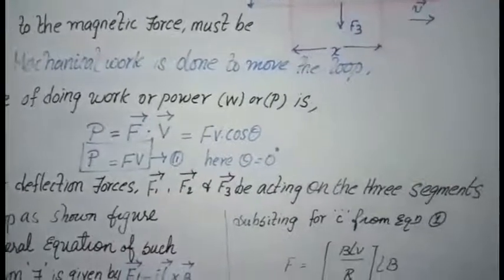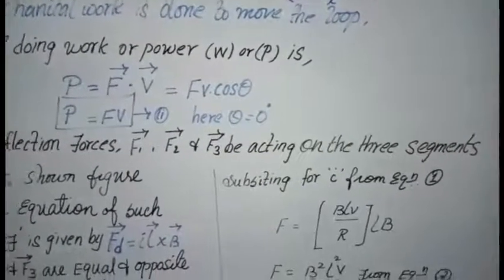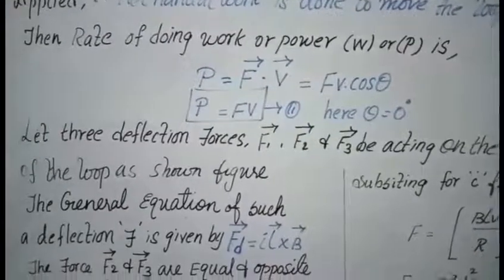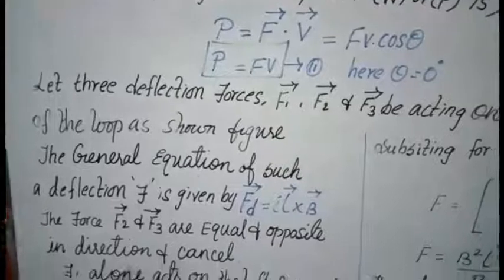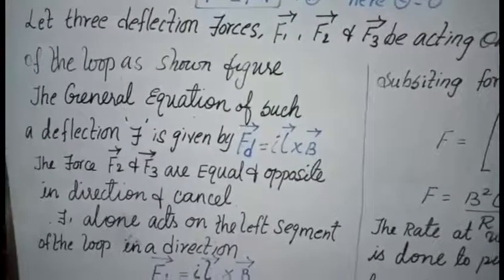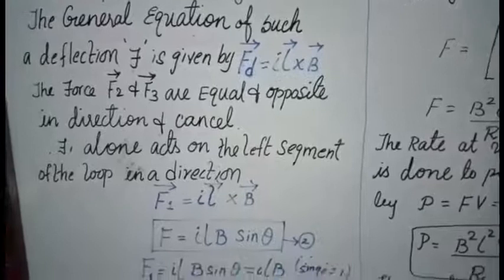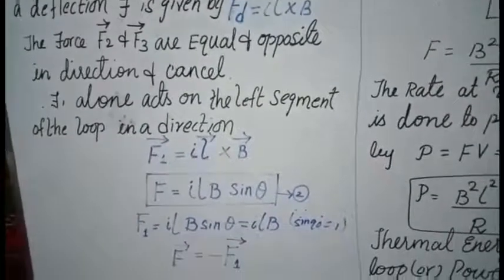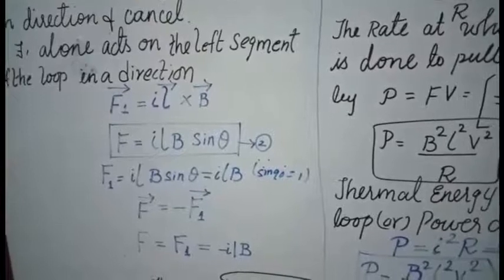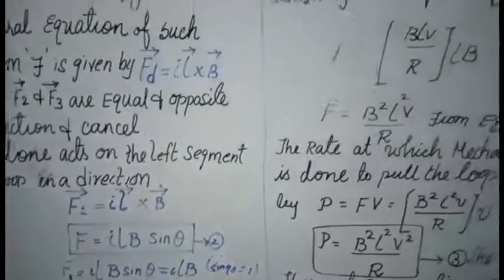Now let us find the magnetic force acting on the loop due to the movement in a magnetic field. Let three deflecting forces F1, F2, and F3 vector be acting on the three segments of the loop as shown in the figure. The general equation of such a deflecting force is given by F vector is equal to small i L vector cross B vector. The forces F2 vector and F3 vector are equal in magnitude and opposite in direction and cancel each other. Therefore, the force F1 vector alone acts on the left segment of the loop in the direction shown in the figure, given by F1 vector is equal to small i L vector cross B vector. F is equal to i L B sin theta, equation number 1.